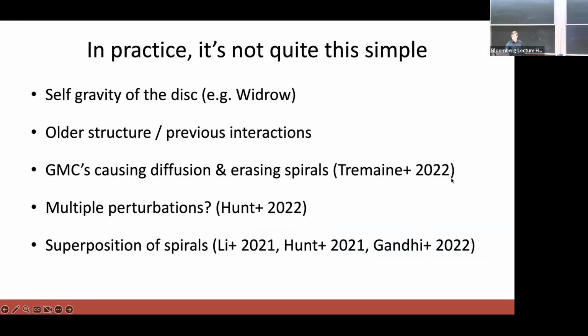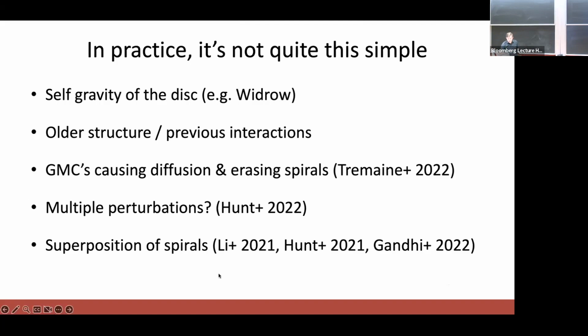Thirdly, we have the recent paper from your own Scott Tremaine showing that giant molecular clouds can cause diffusion in the action, actually wiping these spirals out earlier than if they were left to wind up by themselves. Fourthly, you can have multiple perturbations going on at the same time. I'll talk about this paper a bit later. You can have multiple spiral patterns interfering with each other.